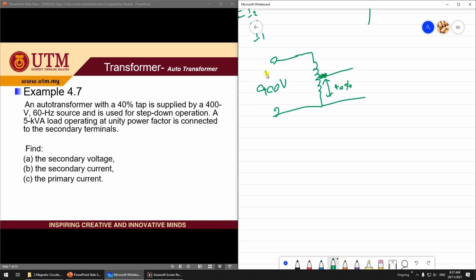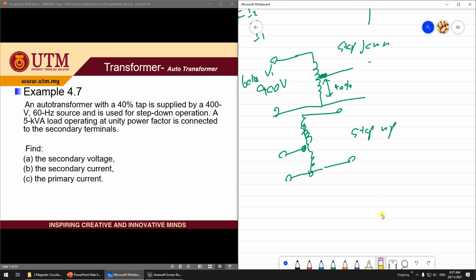V1 is 400 volt, 60 hertz, sorry. So this is a step down. Make sure you be careful, this one is step down. Step up is something like this. This one I'm not sure too much, maybe something like this. Okay, this is step up. Be careful, it is flipped. This one is winding. So step up, step down transformer.